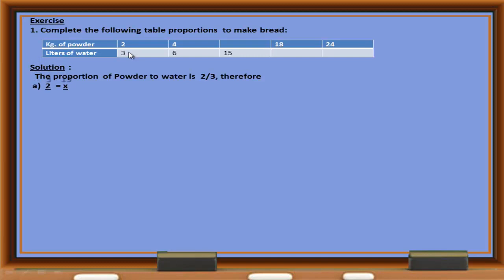A. 2/3 is equal to x over 15. Then we cross multiply it. 3x is equal to 2 times 15. Divide both sides by 3. Then x will be 10.